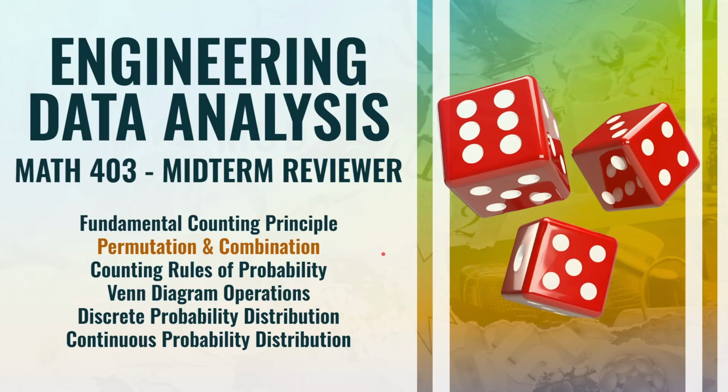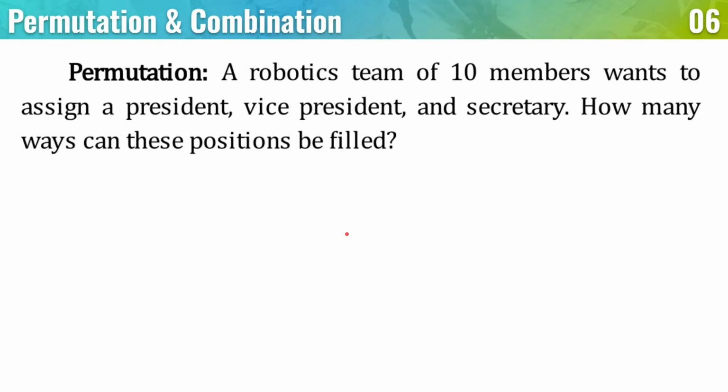These are processes or operations you can use to simplify the use of the fundamental counting principle when you are dealing with large numbers. For example, a robotics team of 10 members wants to assign a president, vice president, and a secretary. How many ways can these positions be filled?